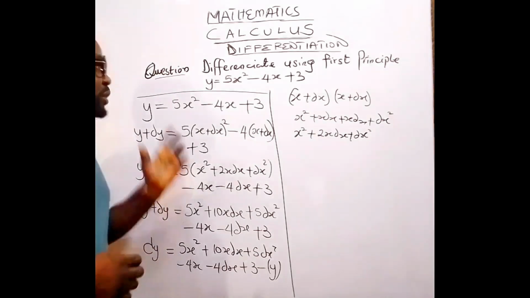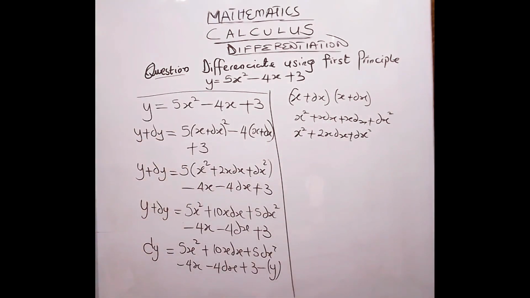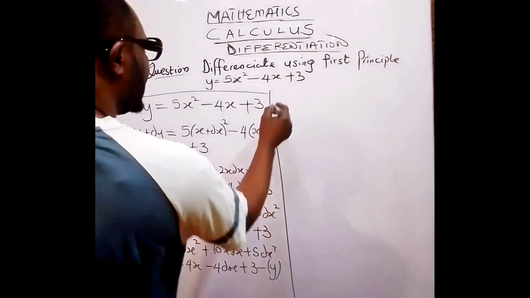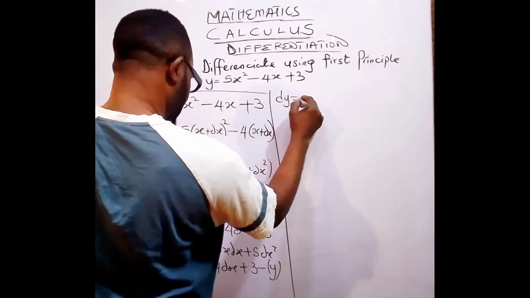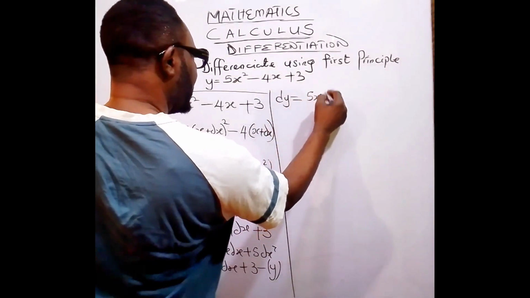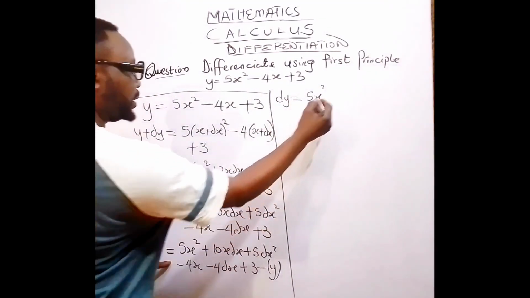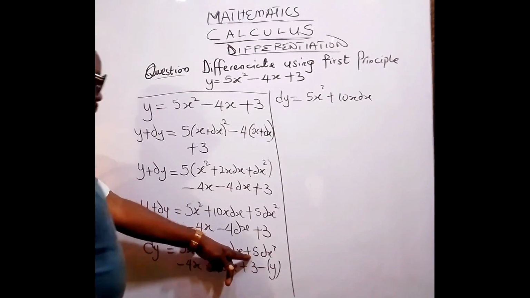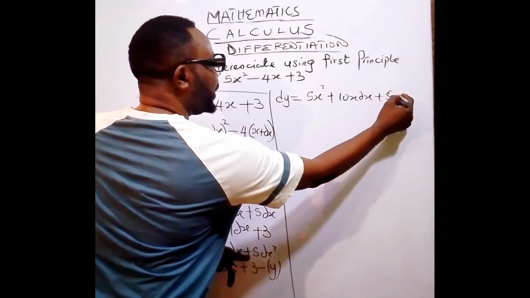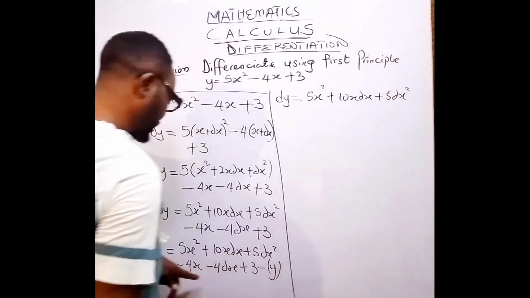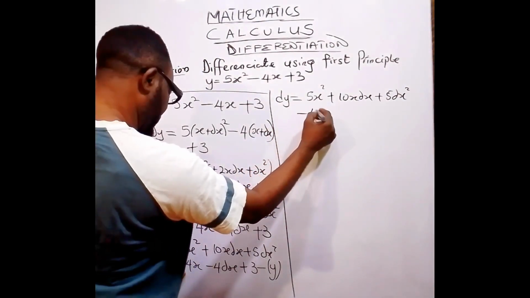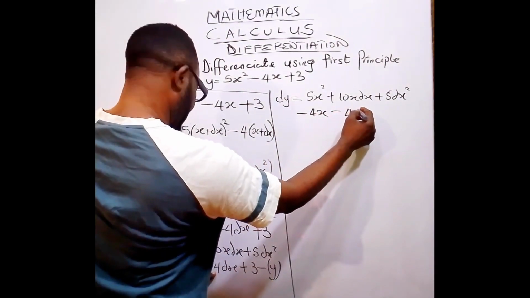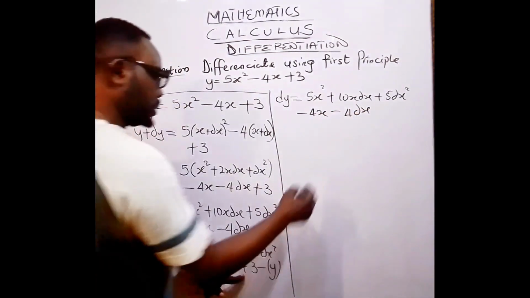Good. So that one is going to come in the place of that y there now. So the y will now be equal to 5x squared. I'm writing this all over again. Plus 10x dx plus 5 dx squared minus 4x minus, what again? 4 dx plus 3.